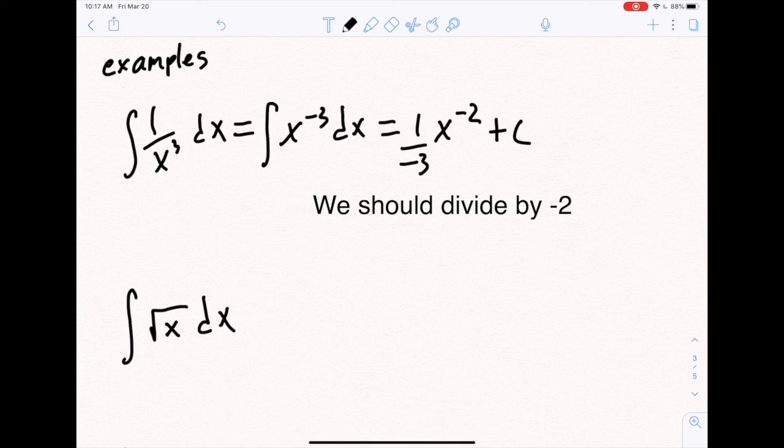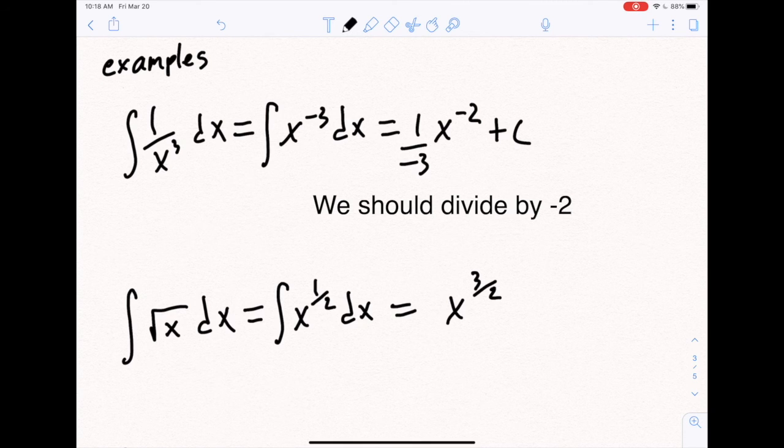And the next one we want to look at is the integral of the square root of x. So we can rewrite this into exponential notation as the integral of x to the 1/2 power dx. And we apply the same rules that we did earlier. We begin by adding 1 to the exponent. So we get x to the 3/2 power. And then we divide through by the exponent.